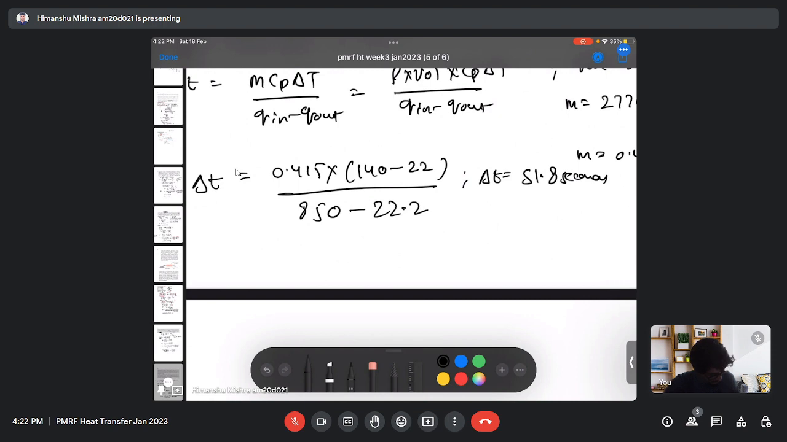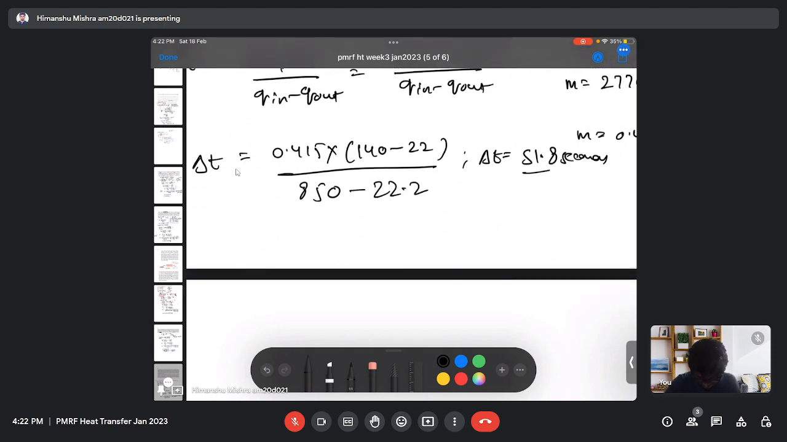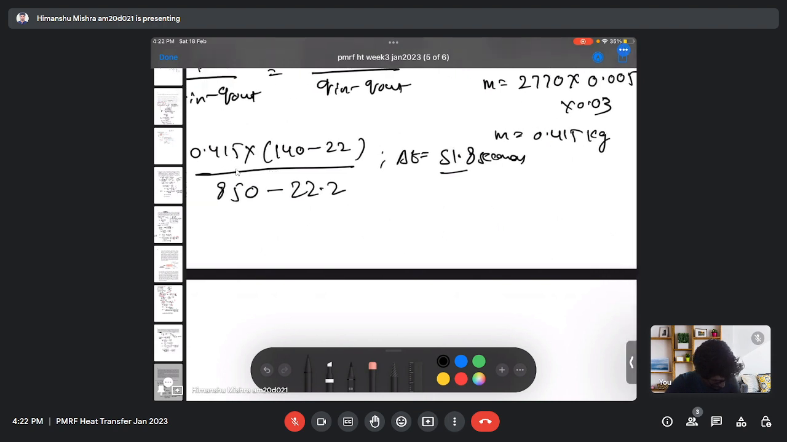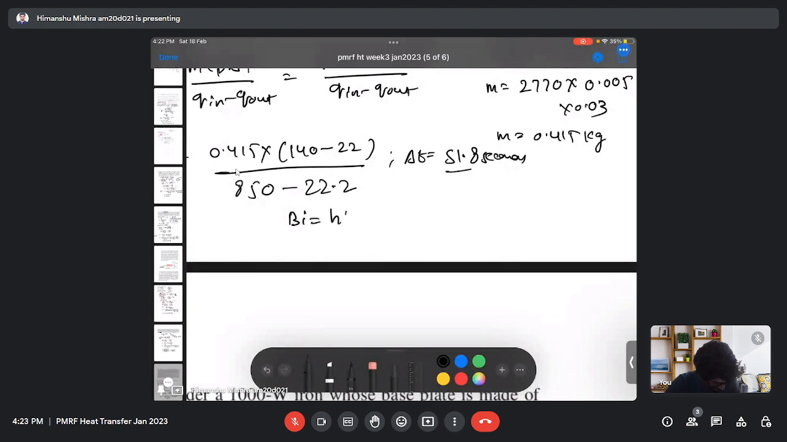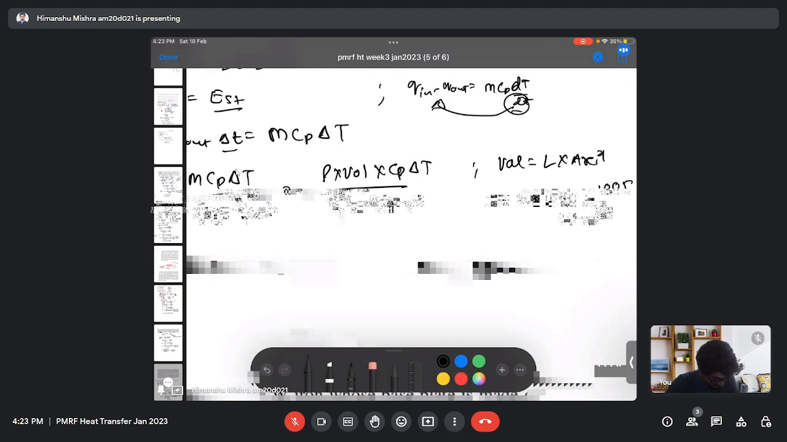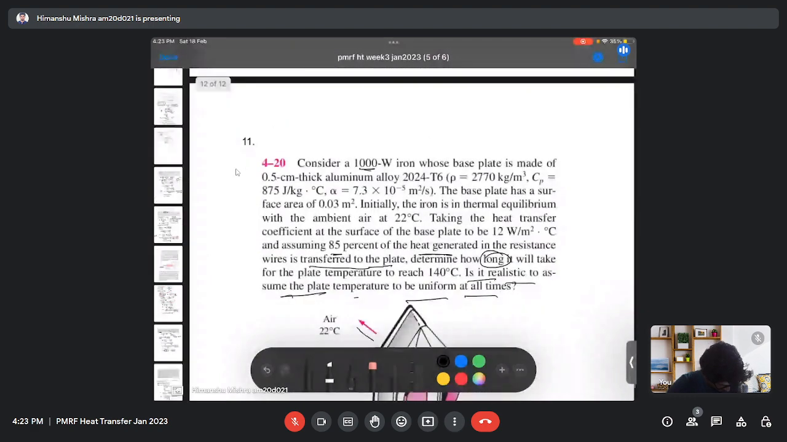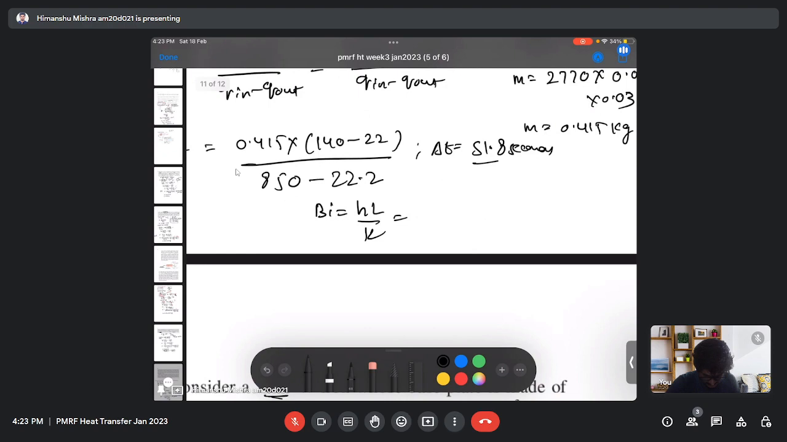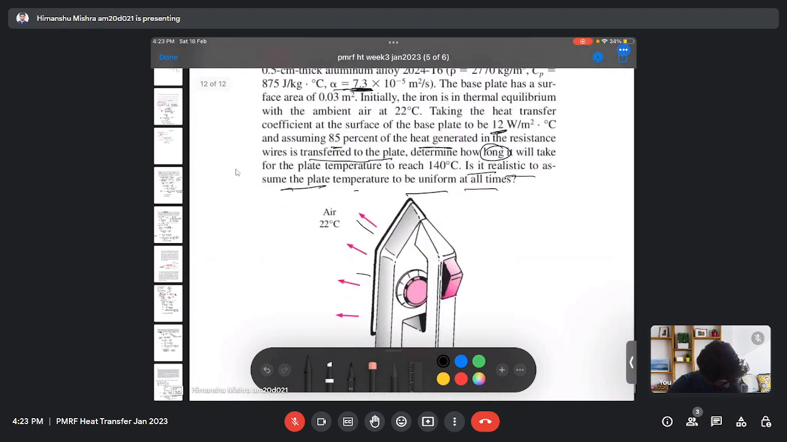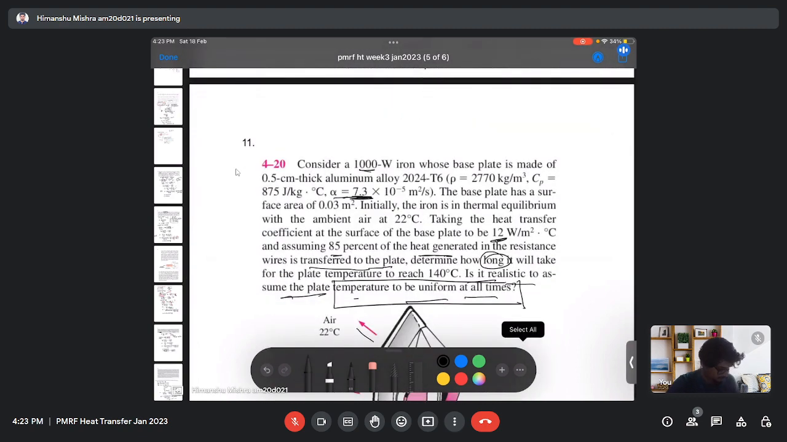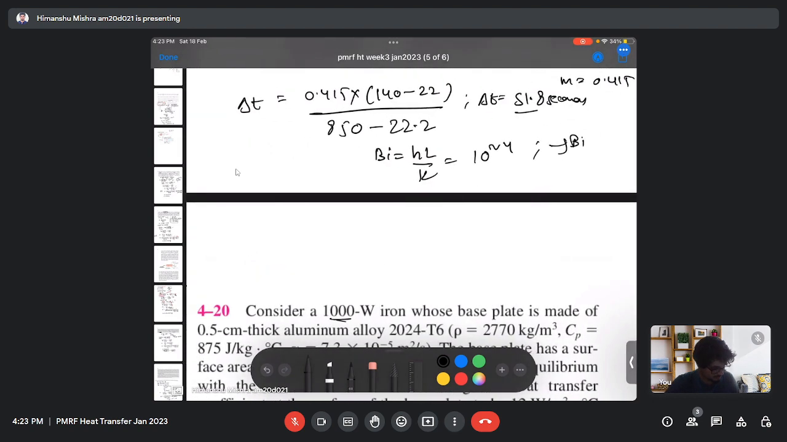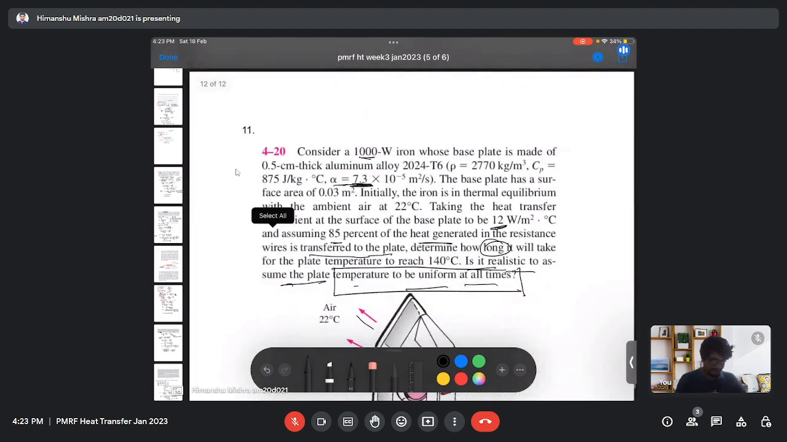So this is one part of the problem. The other part is to calculate the Biot number. When you substitute the values of H and K here, H is 12 and thermal conductivity can be determined from the thermal diffusivity. You will get the Biot number at around 10 to the power minus 4. So in that case, the temperature is uniform all the times because my Biot number is close to 0.